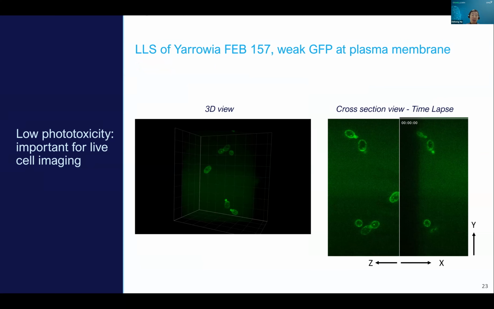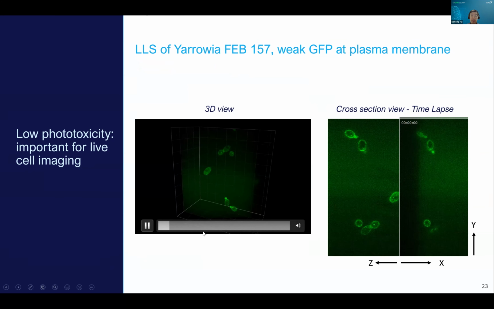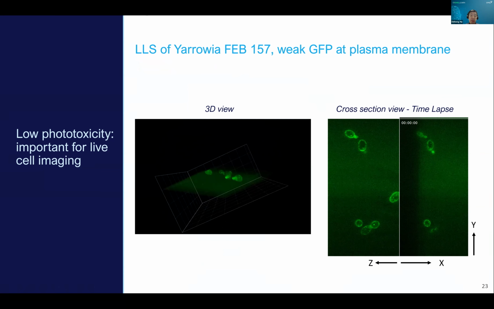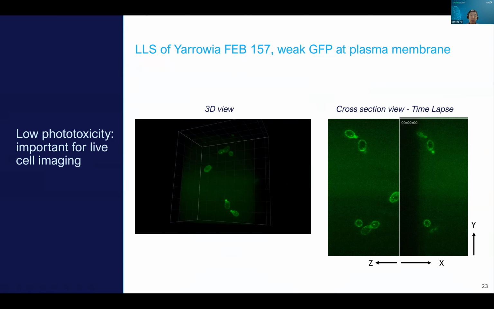The left image is a 3D view of the cell. Then the right-hand side is a time lapse of a cross-section view. So the data actually has 4 dimensions, X, Y, Z, and time. Here I just use the cross-section to show the time lapse. Every 15 minutes, I took a 3D stack, for 2 hours.